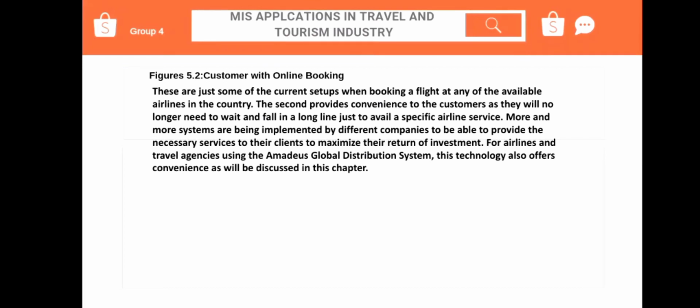The second provides convenience to the customers. They will no longer need to wait in a long line just to avail of a specific airline service. More and more systems are being implemented by different companies to be able to provide the necessary service to their clients to maximize their return on investment. For airlines and travel agencies using Amadeus' global distribution system, this technology also offers convenience, as will be discussed in this chapter.